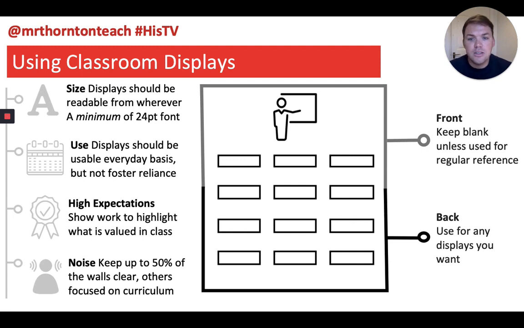And lastly, this idea of noise, distraction, reducing the redundancy effect, and linking to this diagram here, is that you should try and keep up to 50% of walls clear. And those that you do use should be really focused on the curriculum that you are teaching in the classroom. Everything should be relevant. And the colours you should use should be quite consistent. They should try and keep things similar, again, to reduce extraneous loading, too much noise, as we call it.